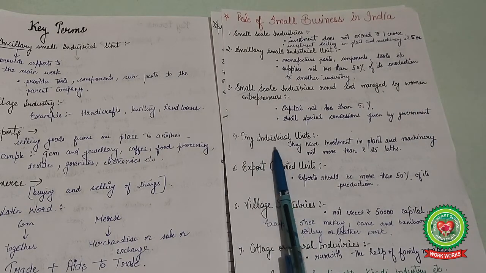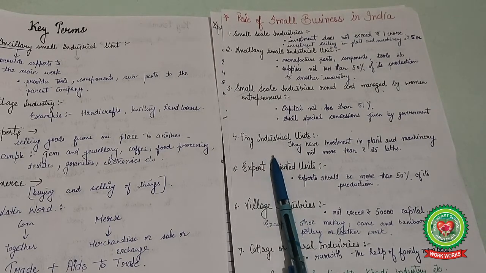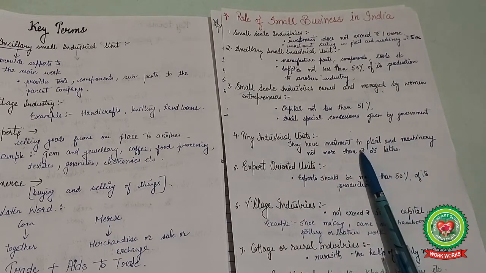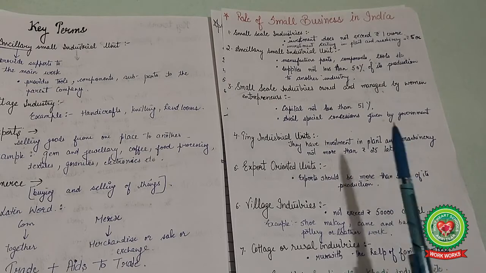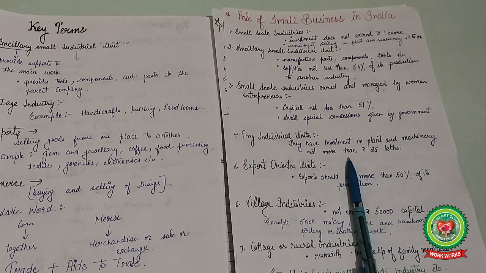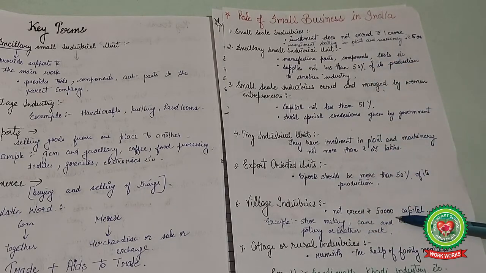Next one is the tiny industrial units. Tiny industrial units are those industrial units where the investment in plant and machinery should not be more than 25 lakhs. Then it is included in the tiny industrial units. It has simpler requirements that differ from one another.